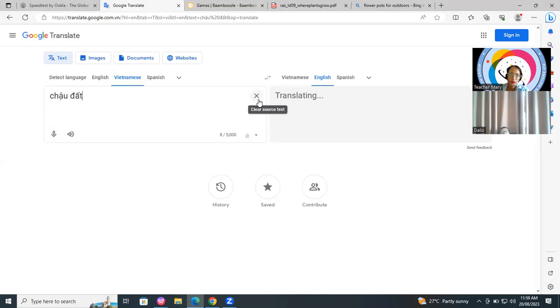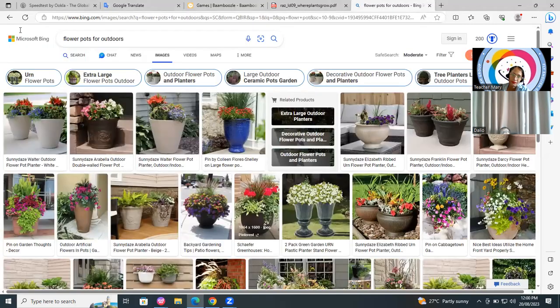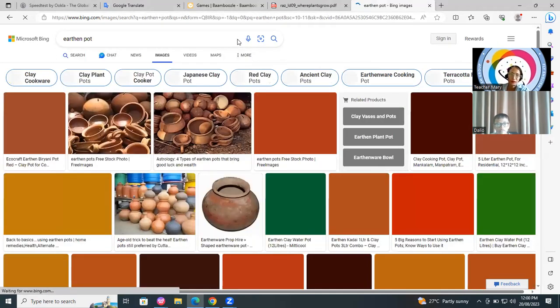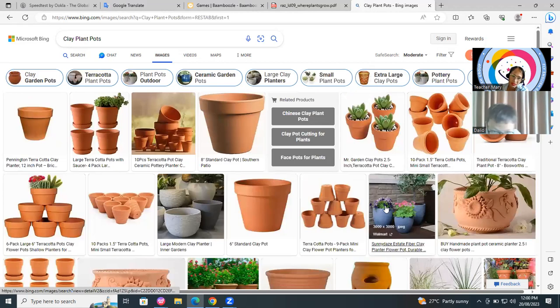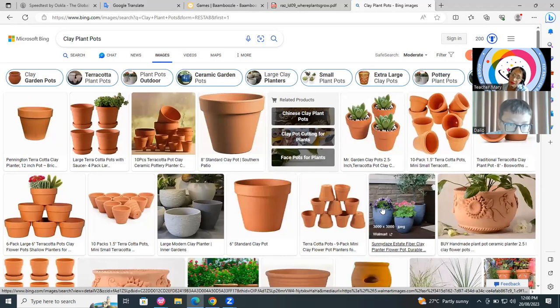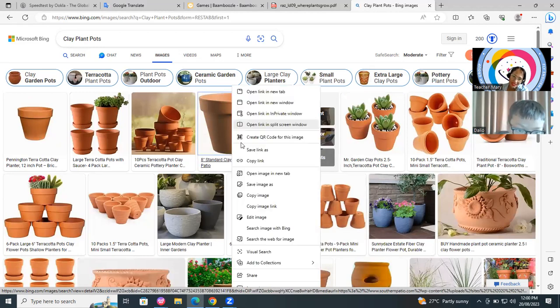Chowdat is... Earthen pot? Okay, let's see, what is this? Oh, this one, this kind of pots? No? Not this one? No. Okay, how about this kind of pot? Not this one too? Picture four. Four, this one. Am I right? Yeah. So this is a clay pot.